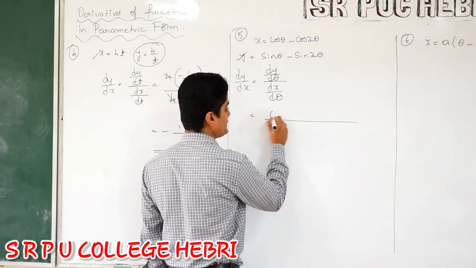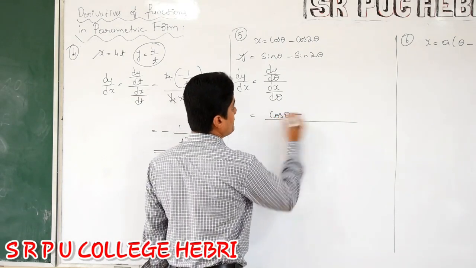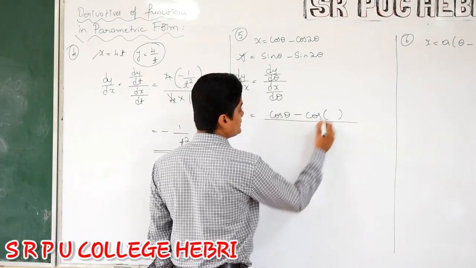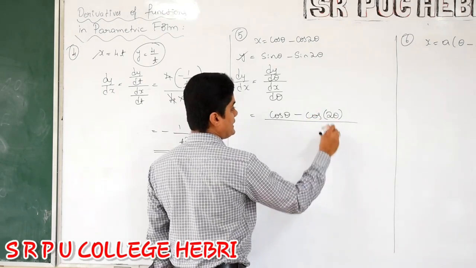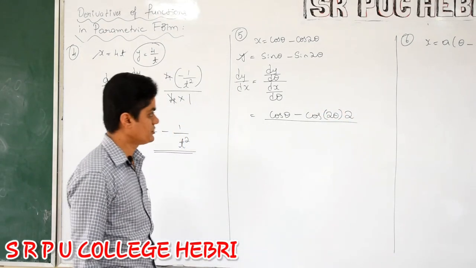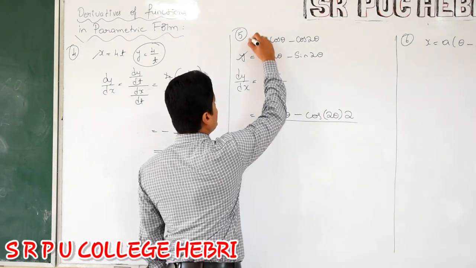What is the differentiation of sin theta? Cos theta. Minus, what is the differentiation of sin? Cos. What is that? x here, x is equal to 2 theta. And the differentiation of 2 theta, you know, is 2. Understood? Divided by dx by d theta.